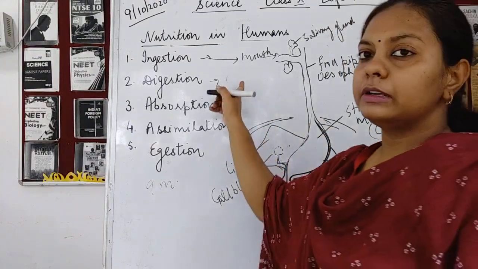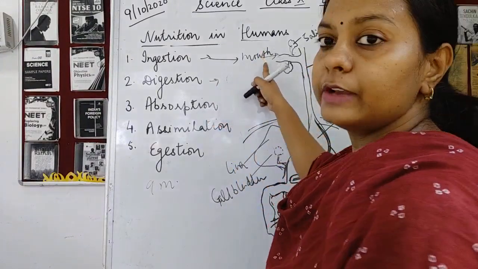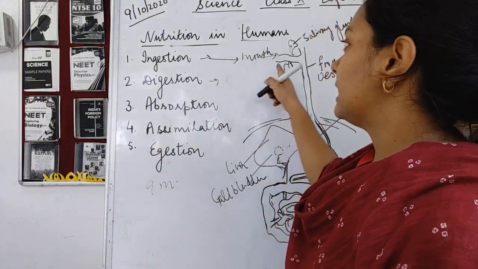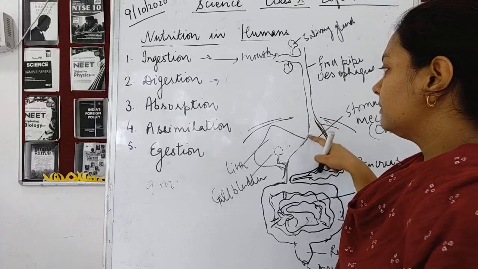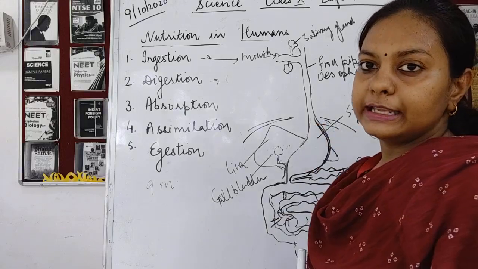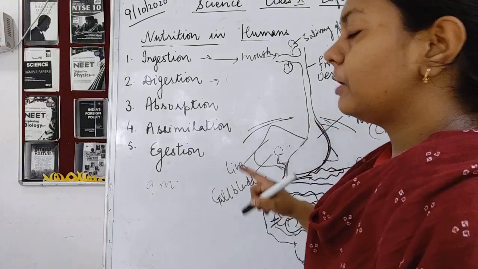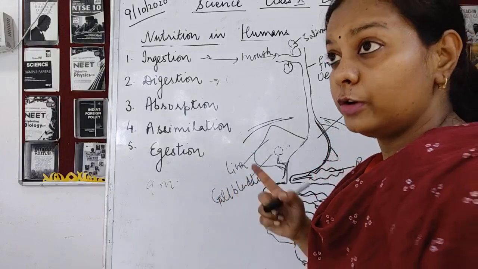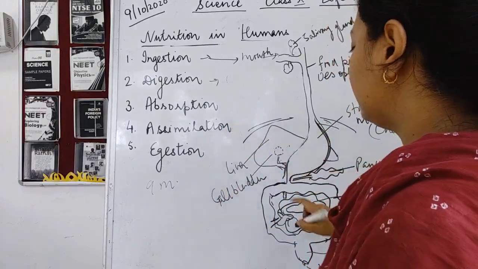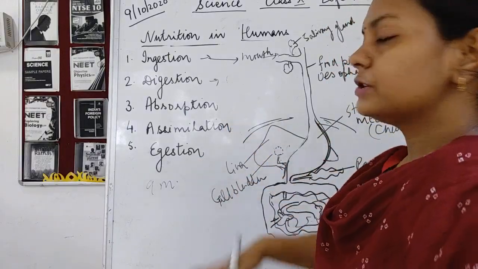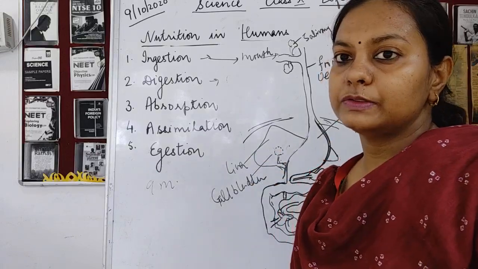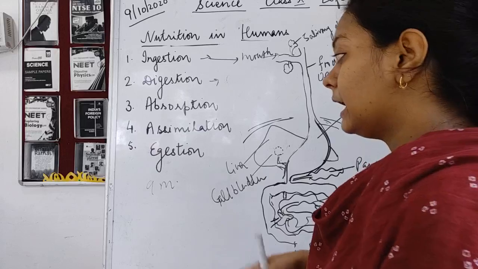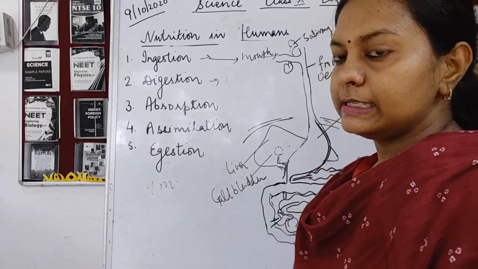Now here please remember, digestion starts from the mouth itself. Carbohydrate is digested inside the mouth. The food enters the food pipe, where movement of the food material takes place. After that, absorption will take place in the small intestine. Assimilation will take place with the help of the blood. The energy is distributed to all the parts of the body with the help of blood. How it is done, I'll discuss all these things in detail.